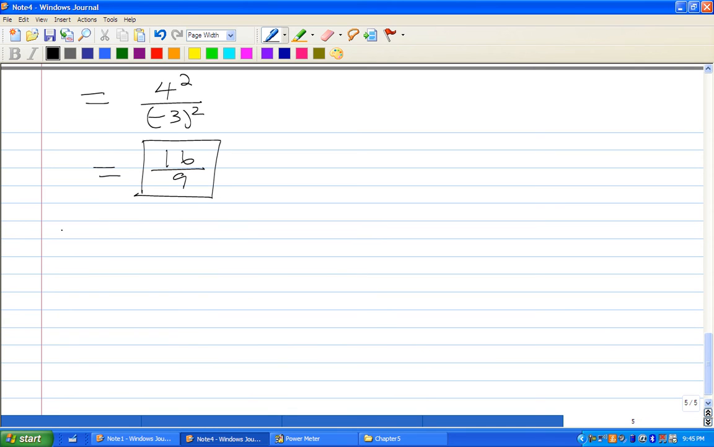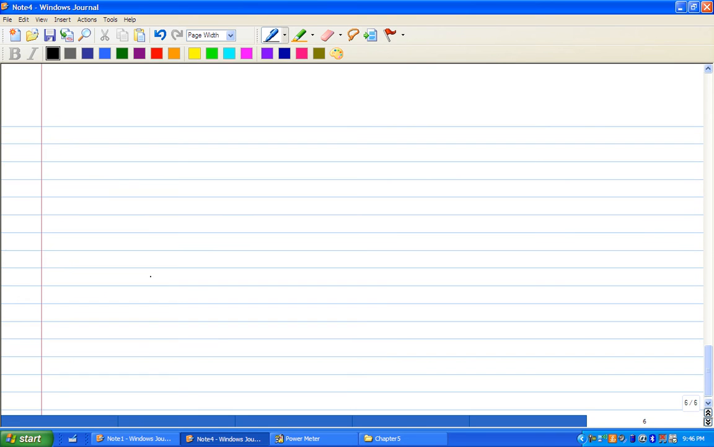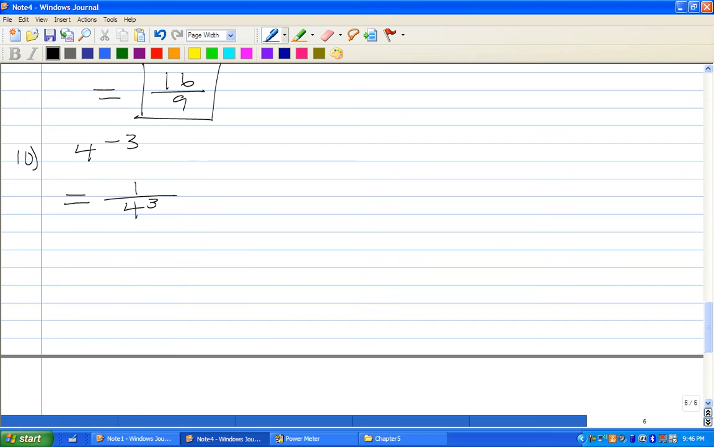Let me do problem number 10. 4 to the negative 3. And so I have a negative exponent, so let's take the reciprocal. The reciprocal of 4 is 1 over 4. So this is 1 over 4 cubed. Well, 4 cubed is 64. So this is the same as 1 over 64.